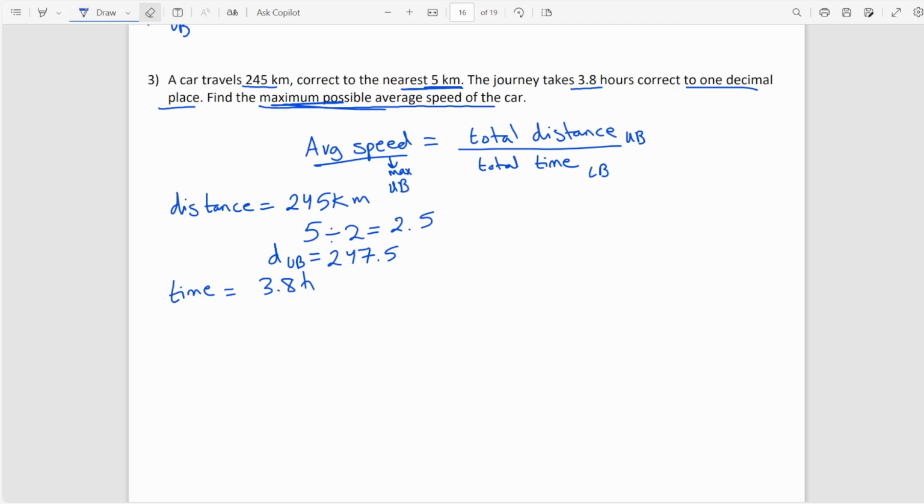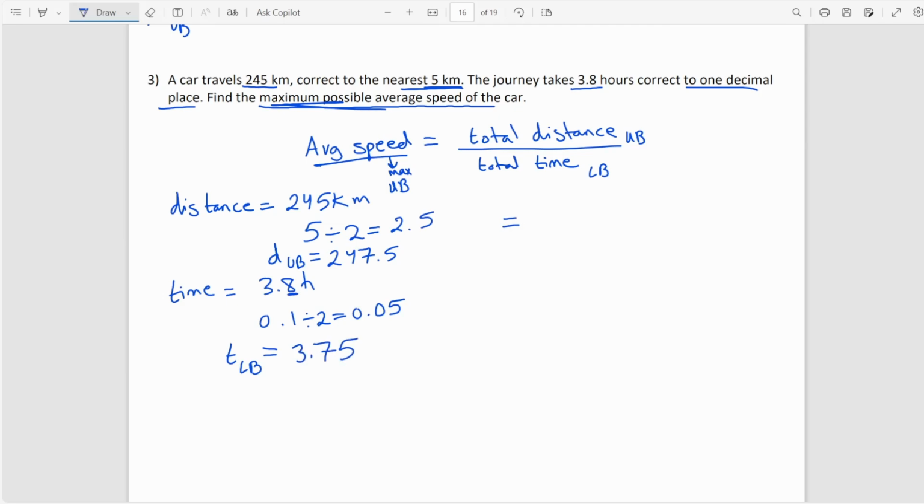Now, as for the time we want the lower bound. We know it's being rounded to 1 decimal place, okay? This right here is the first decimal place, so replace that by 1, everything else turns to a 0, and divide this by 2, we get 0.05. So time, lower bound, is basically 3.8 minus the error, which gives us 3.75 hours, okay?